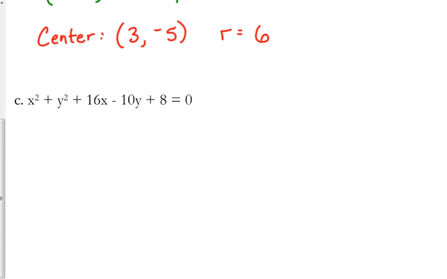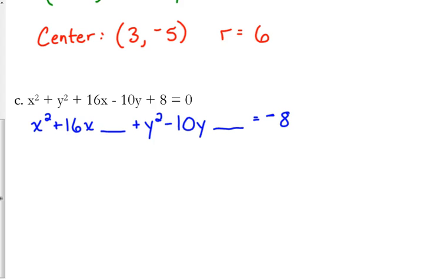Let's do another one like that. We need two more like that, actually. x squared plus y squared plus 16x minus 10y plus 8 is equal to 0. So let's get it set up. Group our x values together. And you may want to write these steps over on the side. Group the like variables together. So x squared plus 16x, leave a space. Group the y's together, y squared minus 10y, leave a space, is equal to that constant. That 8 has to go to the other side, so it's negative 8.